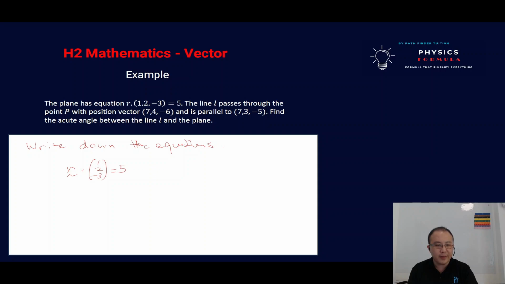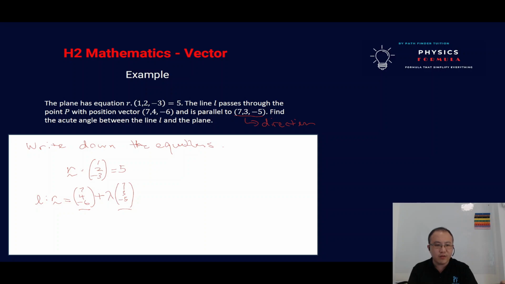Then for the line L, because it passed through P with position vector of (7, 4, minus 6) and parallel to (7, 3, minus 5), straight away, this part I'll use as my directional vector. And for the line, we're going to write this: r is equal to (7, 4, minus 6), this is a point which the line passed through, plus lambda of (7, 3, minus 5). So remember, the equation of the line is always a point plus lambda or mu of a direction. So these are the two equations.